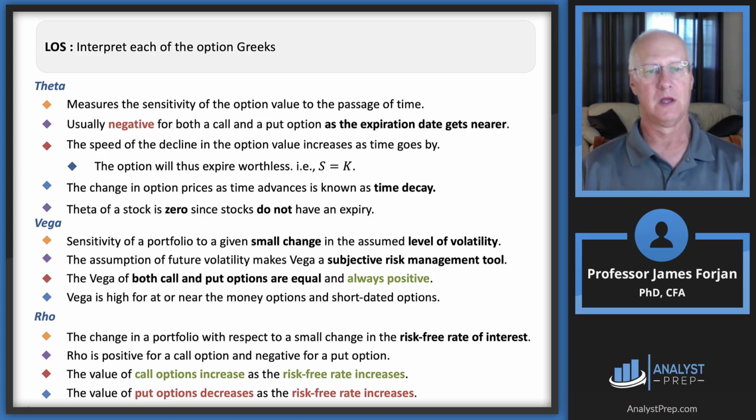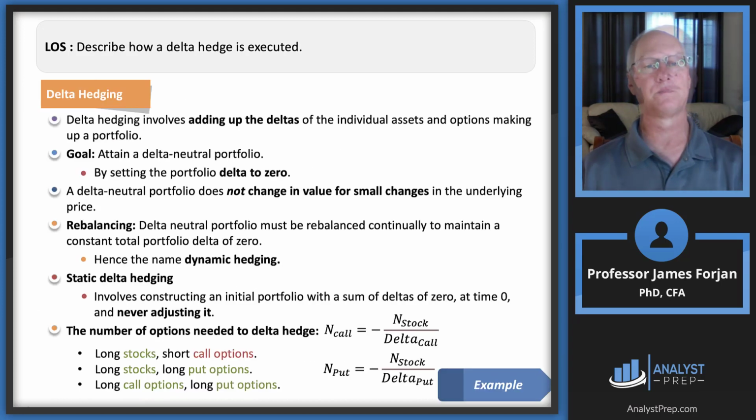Yes, of course, Vega of both call and put options are equal and always positive. That makes sense. And then there's the couple of things for the rate of interest. Positive for call options, so the opposite for put options. That makes sense. All right, let's move to this concept of delta hedging.